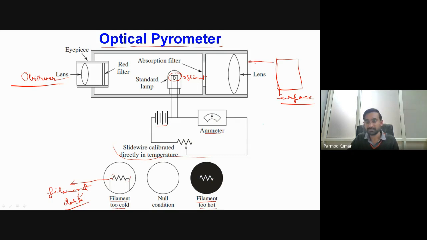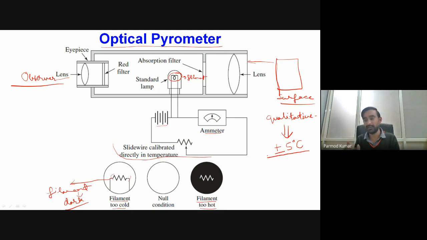So that's why whatever the optical pyrometer is, this device is nothing but based on qualitative visualization, okay. As we are qualitatively measuring the temperature of the surface, obviously whatever error occurs in our temperature measurement will be in the range of plus minus 5 degrees Celsius. Okay, so we will have significant error.